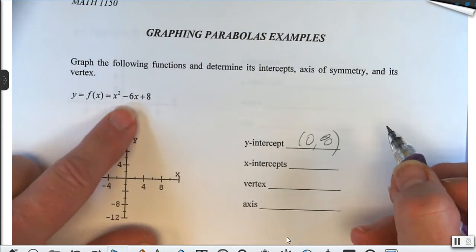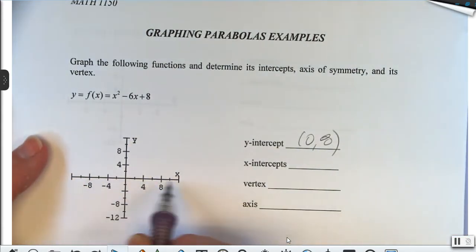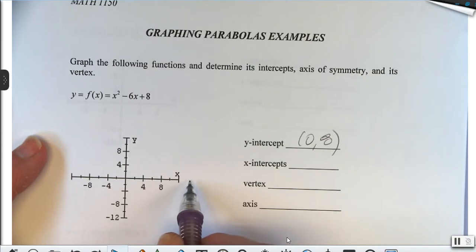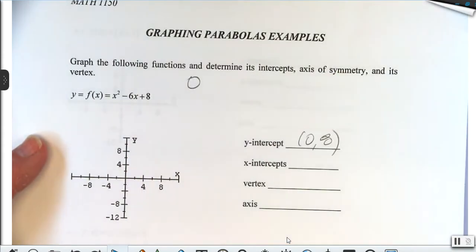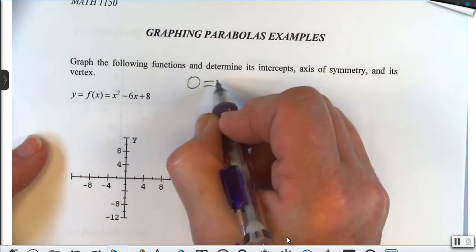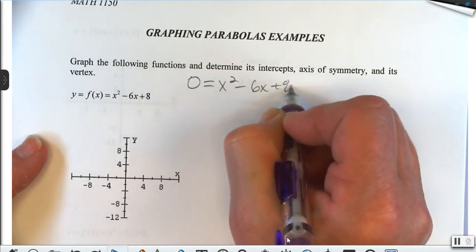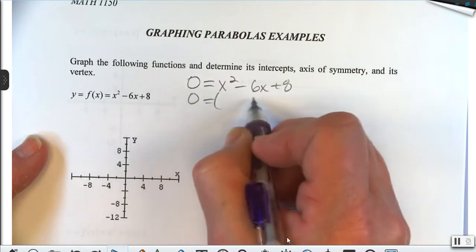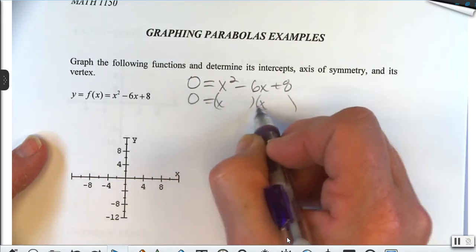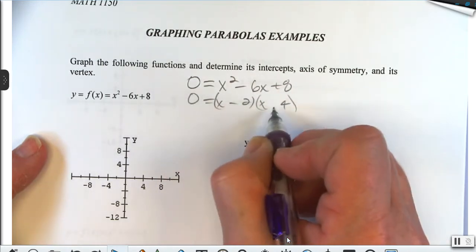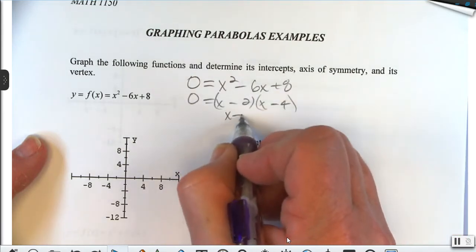Likewise, if I wanted to know, where are my x-intercepts? So we want to know where it crosses the x-axis. We set the y, or function, equal to 0. So I would have 0 is equal to x squared minus 6x plus 8. This one happens to be factorable. So I have (x minus 2)(x minus 4).